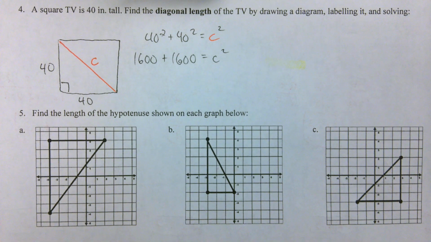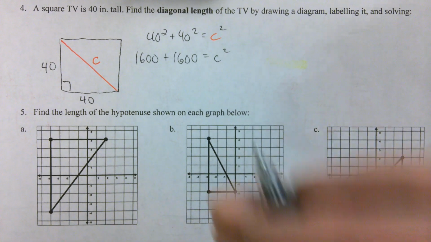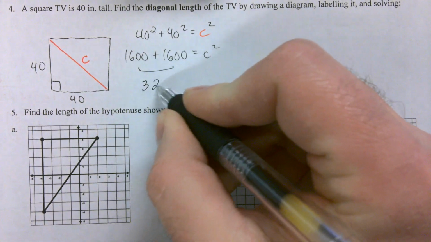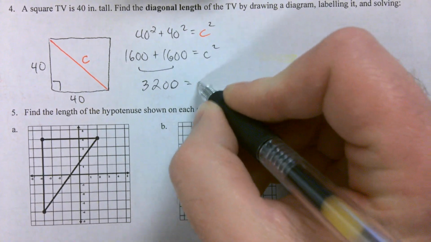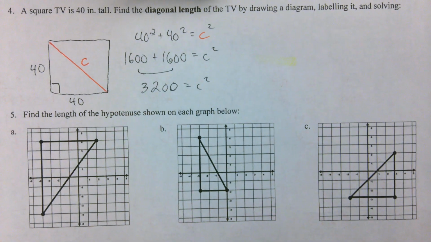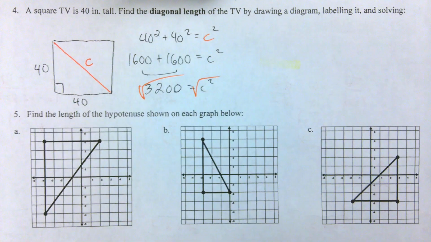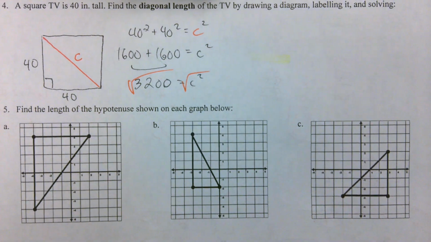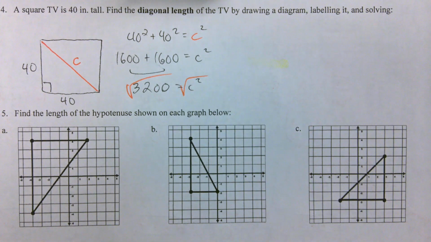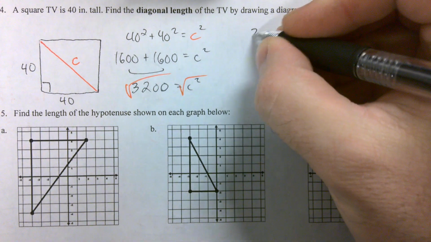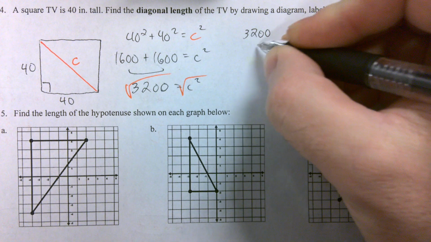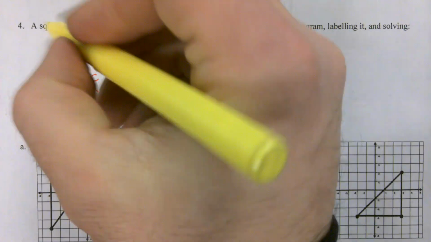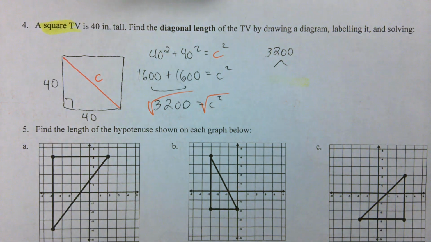All right, so I get 1600 plus 1600 equals c squared. What happens when I add those up? 3,200 equals c squared. Then I take the square root of both sides. Now let's talk about our shortcut that we learned. 3,200, pretty big number, right? I don't want to break that down all the way because it's going to take me forever. Here's the easier way to break this up. And this is whenever we are dealing with a square, we can use this shortcut.